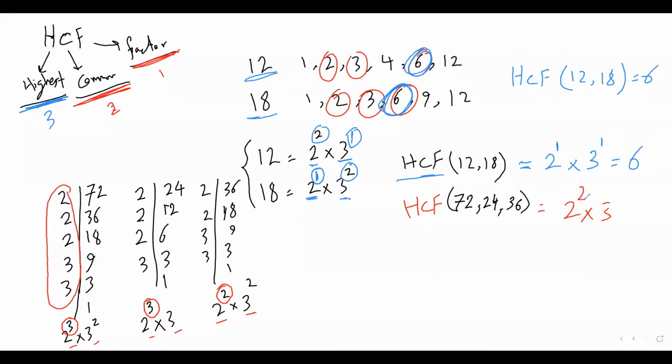And for 3, same thing. This is 2. This is 1. This is 2. And I choose 1. And the answer is 12, right? 4 times 3, 12.